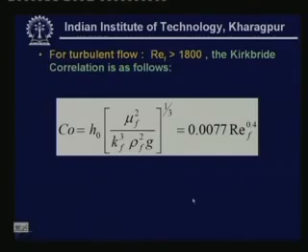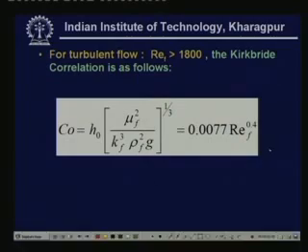Kirkbride has also suggested a correlation for turbulent flow, that means when the film Reynolds number is greater than 1800. So, if the film Reynolds number is greater than 1800, then the condensation number defined by this parameter is equal to 0.077 times Re_f to the power of 0.4, where h naught is the condensation heat transfer coefficient, mu f is the thermal conductivity and all. So, if you know the film Reynolds number and the properties, then you can calculate the condensation number, and from the condensation number you can calculate the heat transfer coefficient.